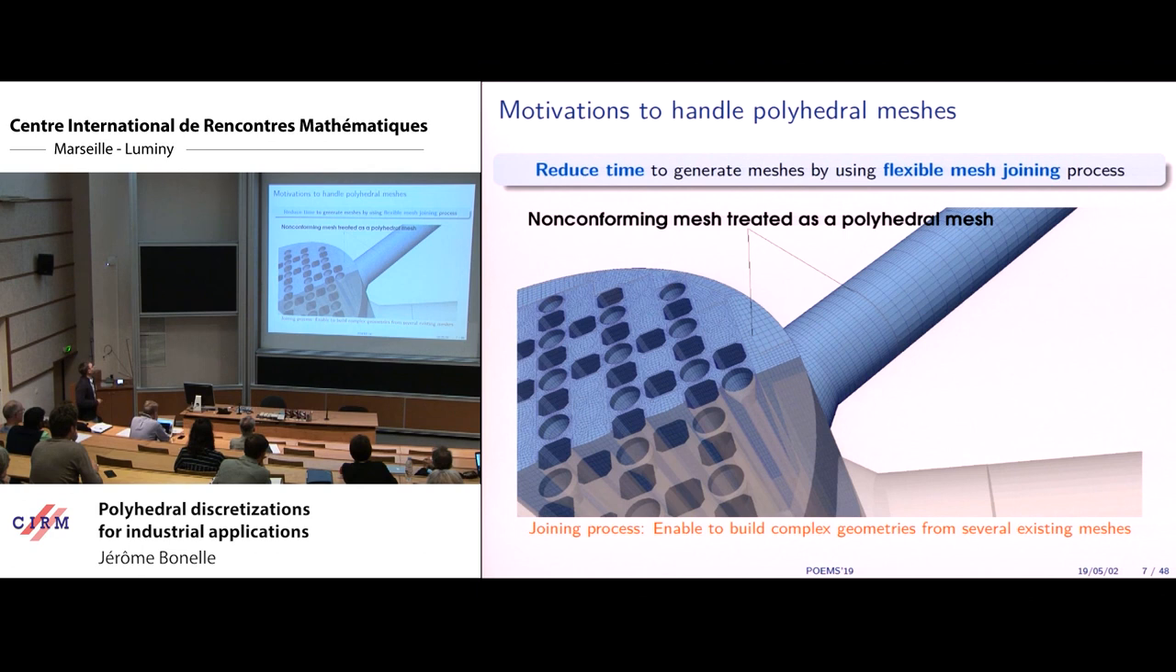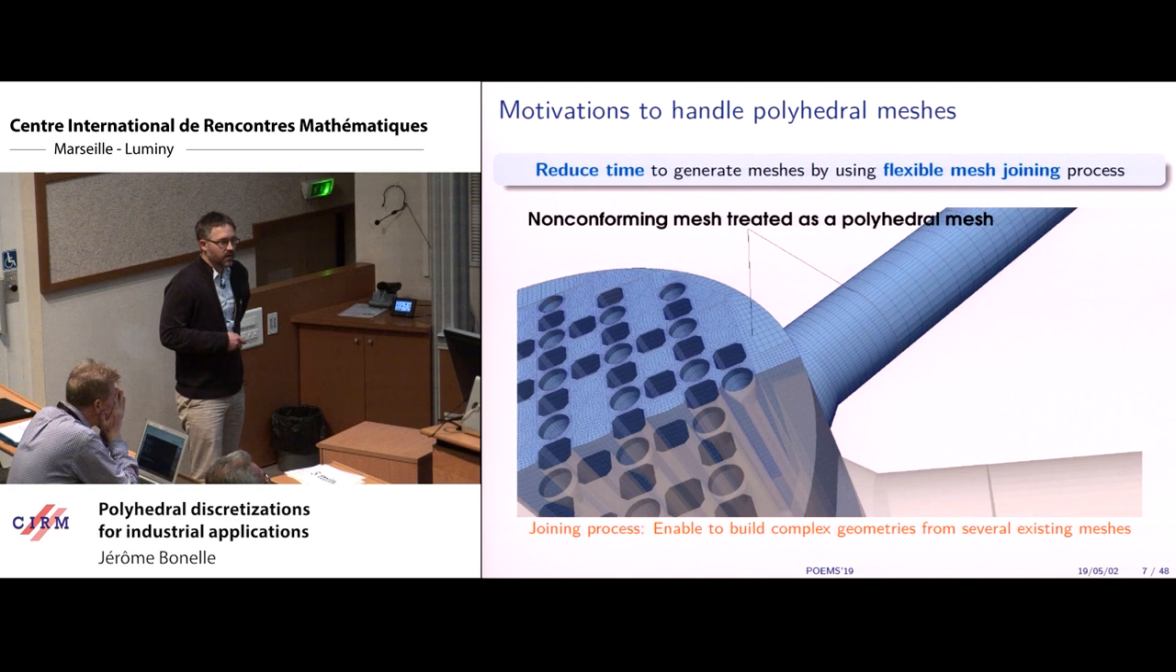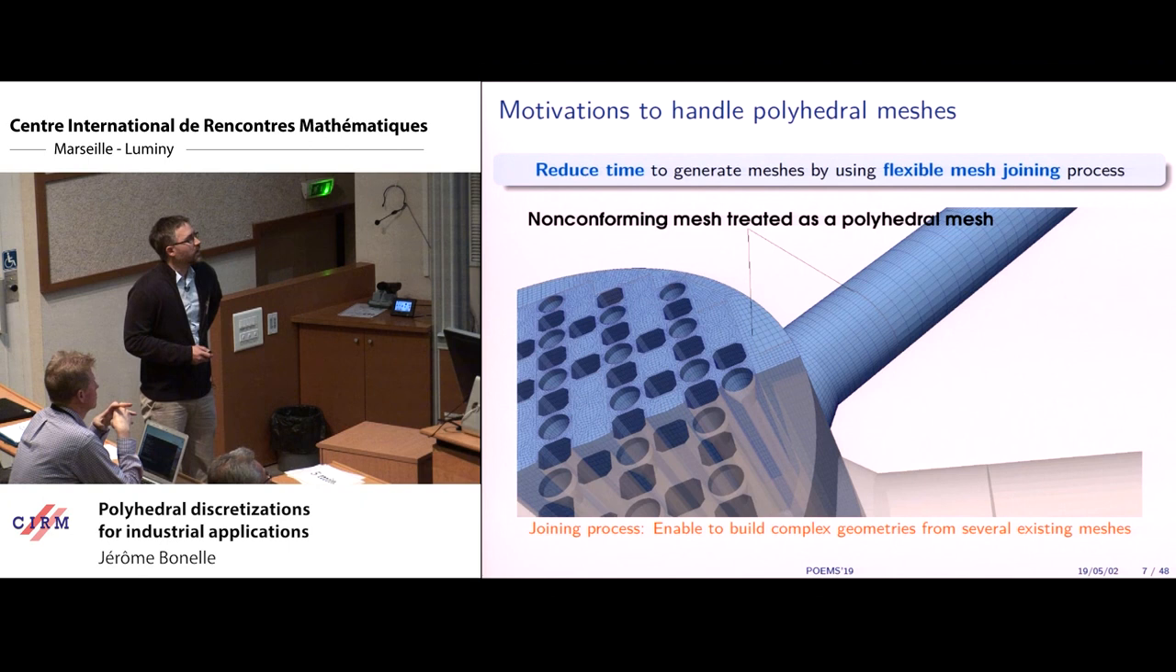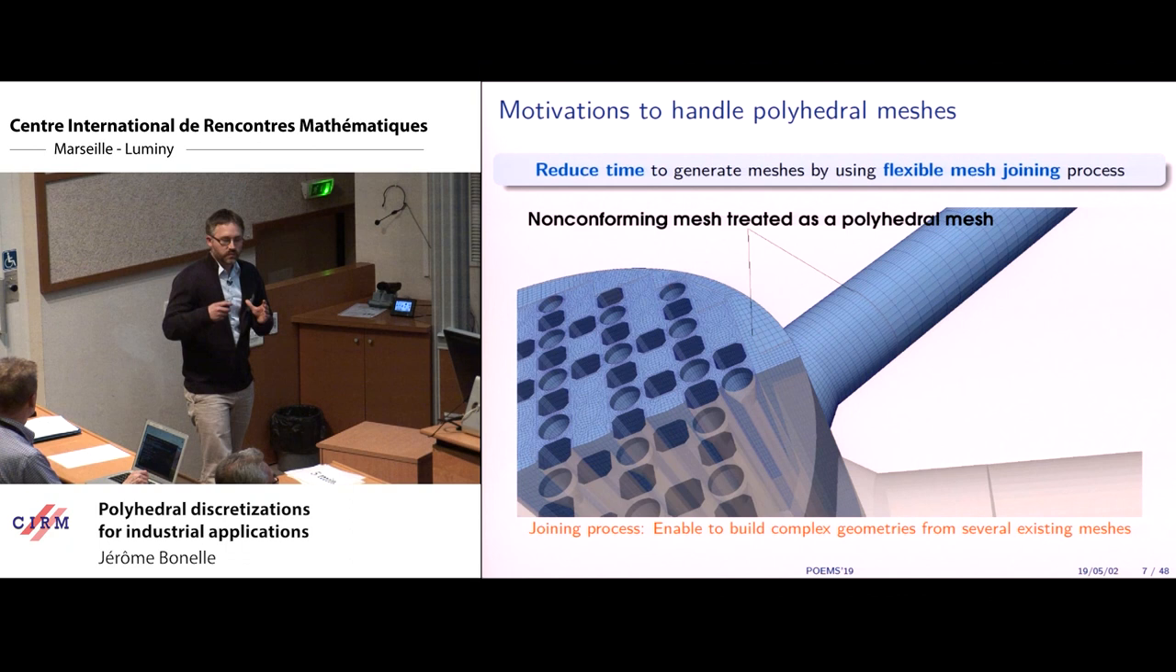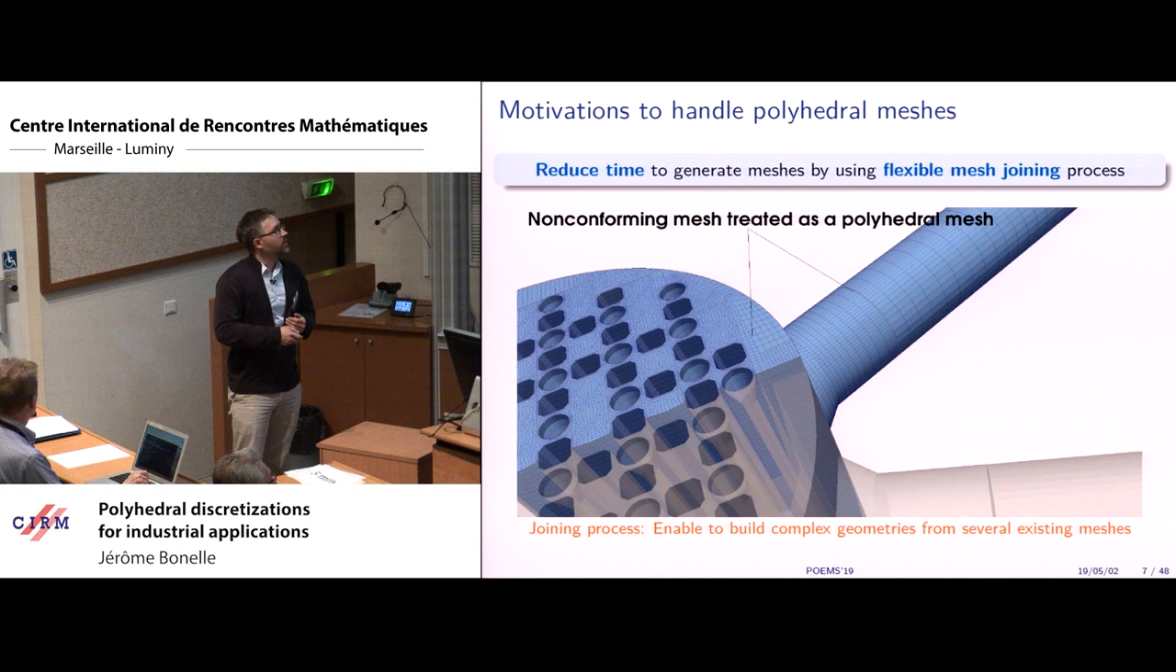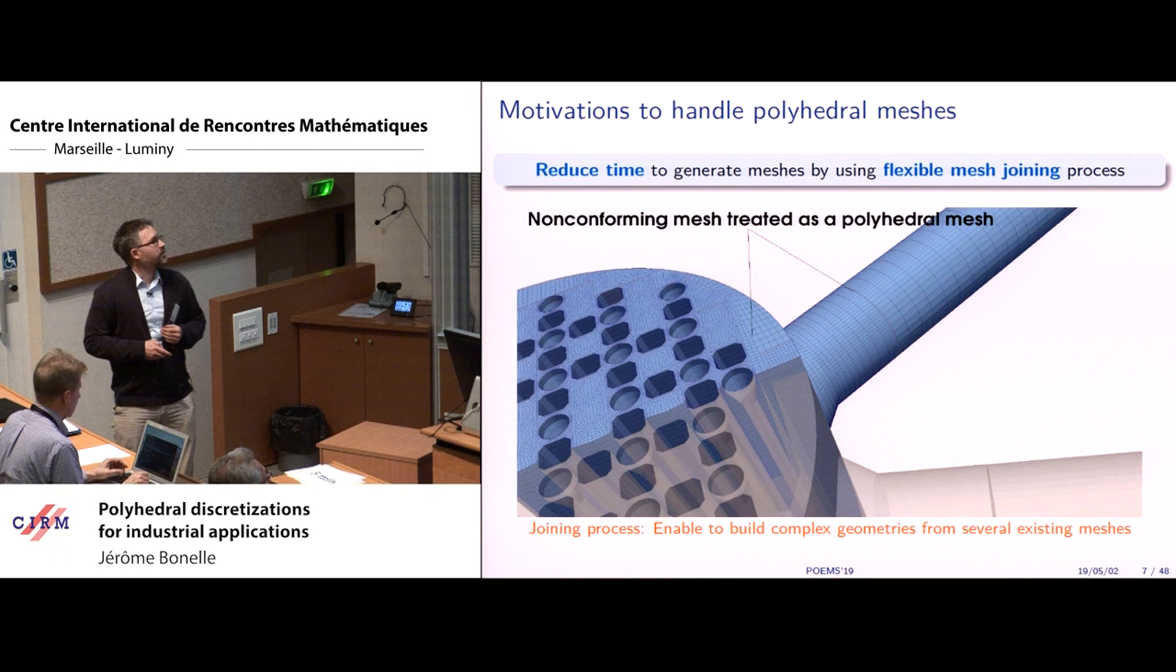The second aspect is to use flexible mesh joining capabilities available in Code Saturne to be able, in fact, to build several meshes which are smaller and then put them together to define the whole mesh. For instance, here there are three meshes, this one, and this one. And as the meshes are possibly non-conforming, we have to handle the non-conformity by introducing polyhedral cells at the interfaces.